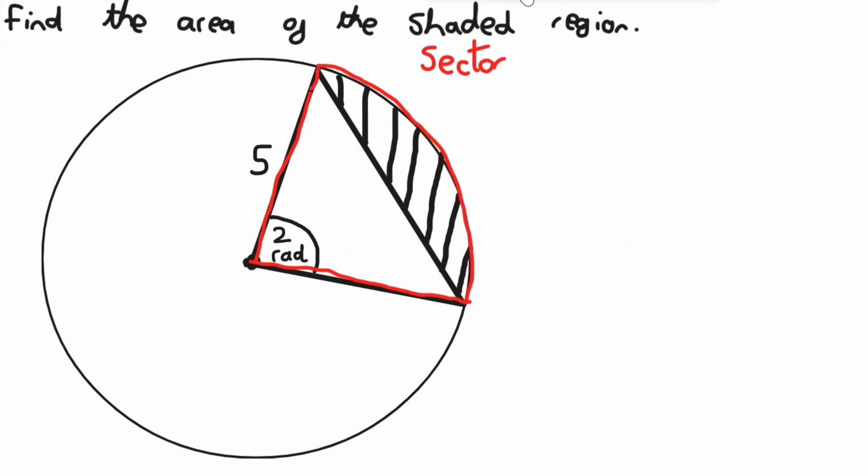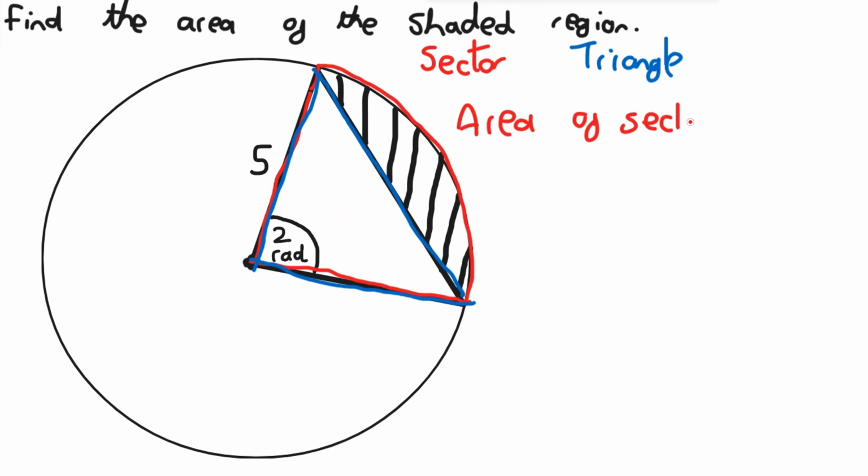So that's the sector, and then we need to find some sort of shape, and we can see this triangle here. So we have a triangle, and the whole thing is the sector. It's the area of the sector, and then we can minus the area of the triangle here to be left with just the shaded region, which is what we want. So now we actually need to find these two areas. Let's start with the sector.